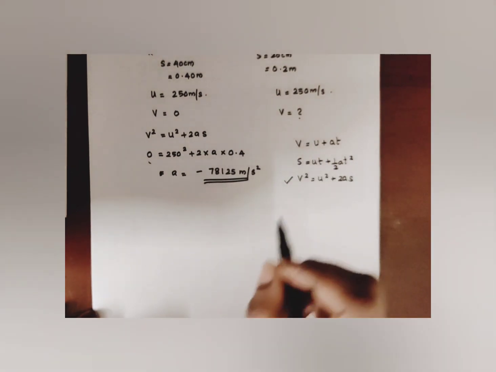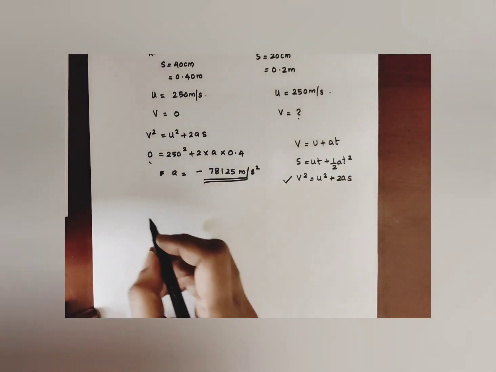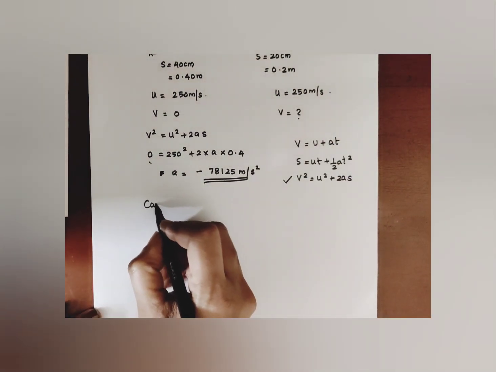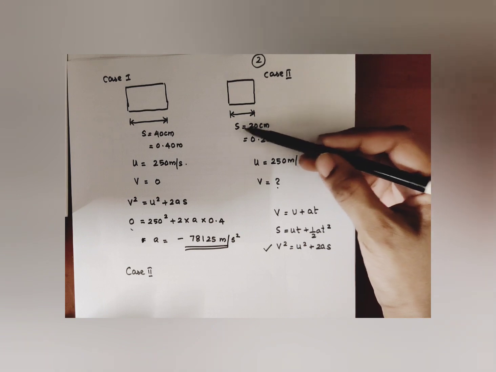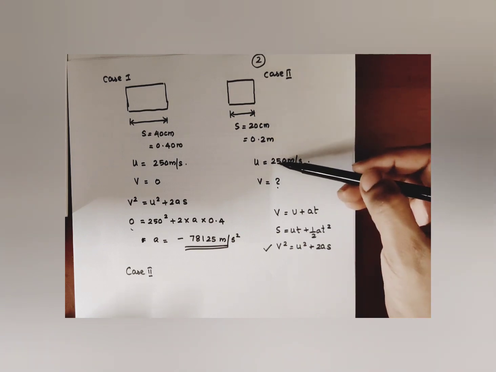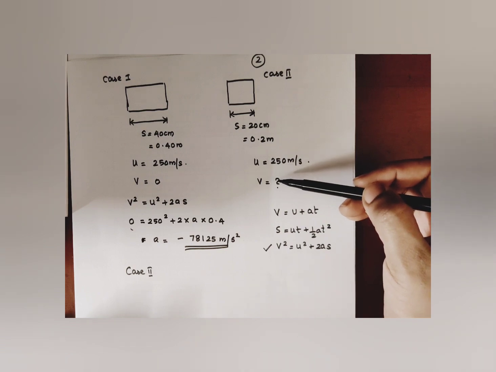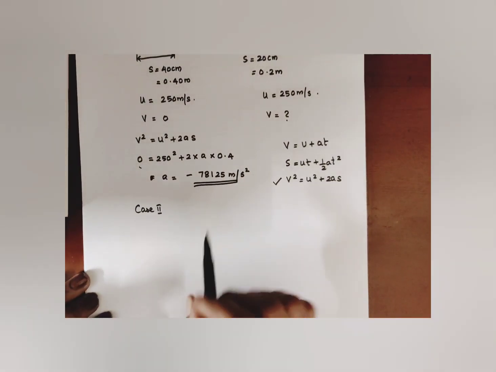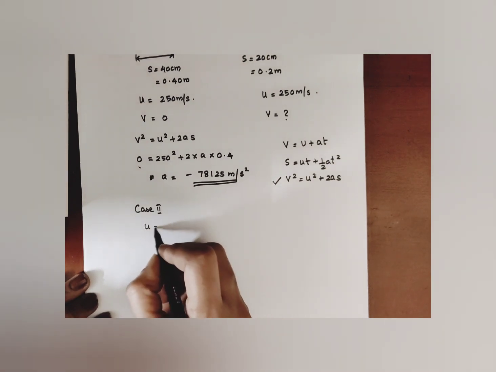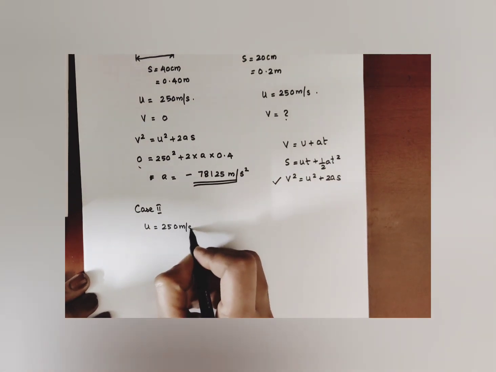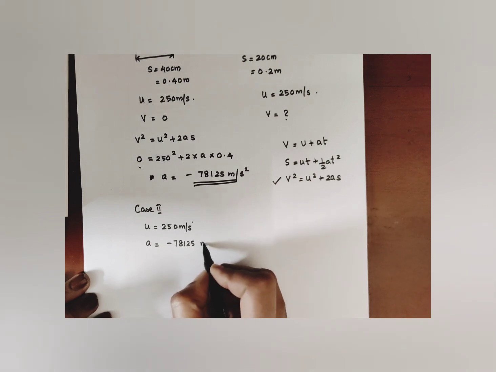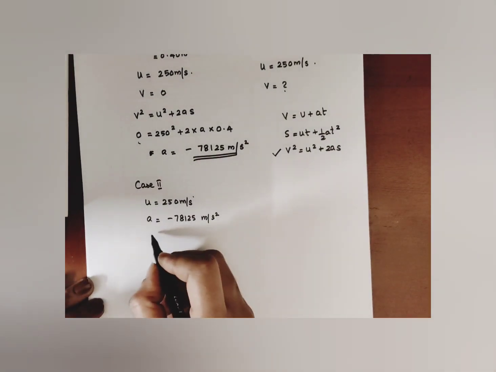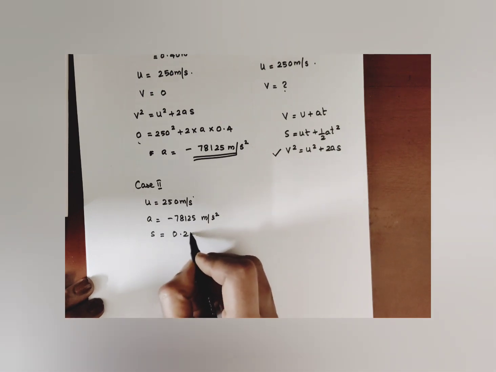So now you have to go to the second case. For the second case, the figure is given here. The distance travelled is 20 centimeter. Initial velocity is 250 and you have to calculate the final velocity. The acceleration, you are getting this value. So here initial velocity is 250 meter per second, acceleration is minus 78125 meter per second squared, and the displacement is 0.2 meter.